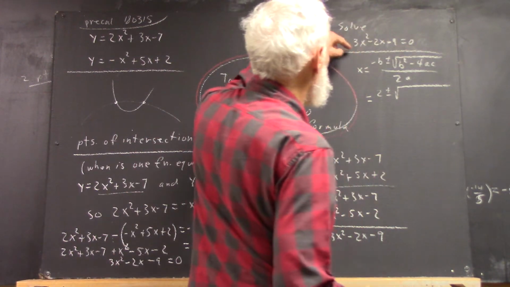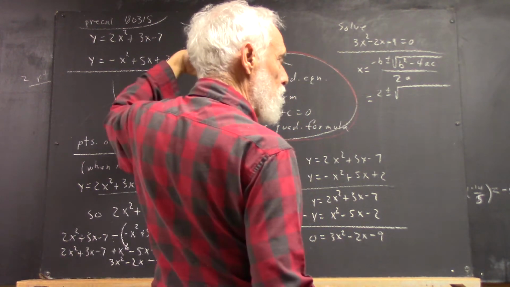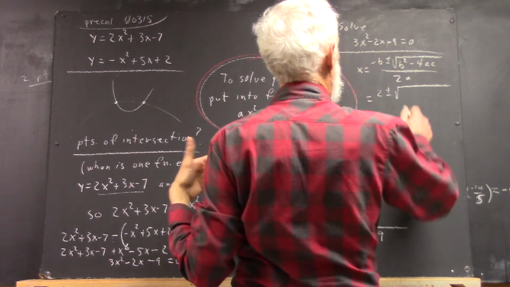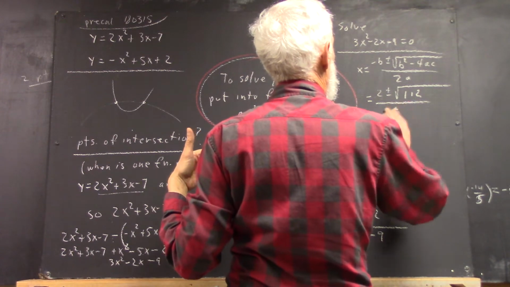b squared is going to be 4. 4ac, well, ac is going to be negative 27. 4 times that's negative 108. Negative of that is plus 108, so you get the square root of 112, all that divided by 6.